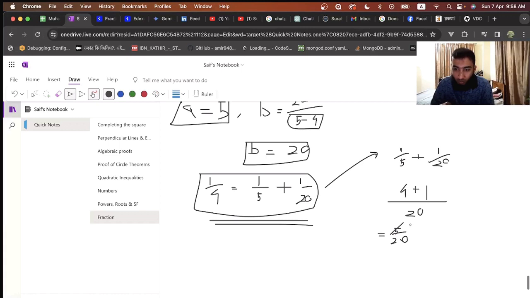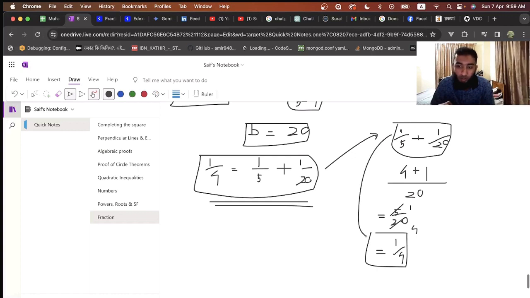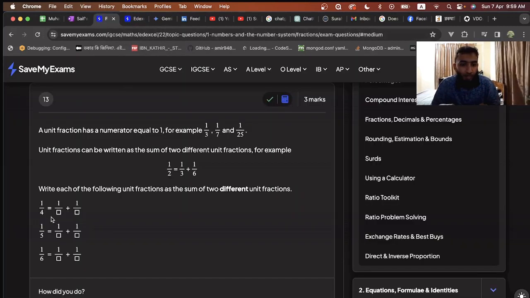Which can also be written as 1 by 4. So we can see that it indeed equals 1 by 4. So 1 by 5 plus 1 by 20 equals 1 by 4. So this is a valid solution to this problem: 1 by 4 equals 1 by 5 plus 1 by 20.